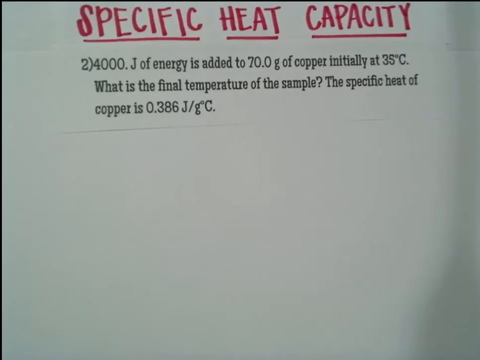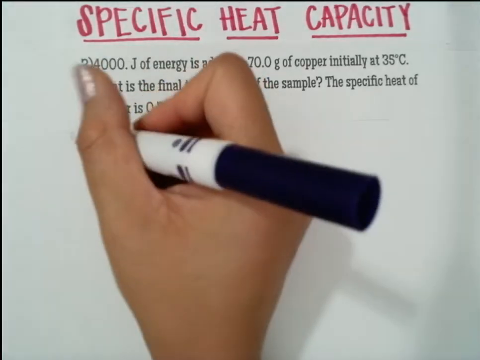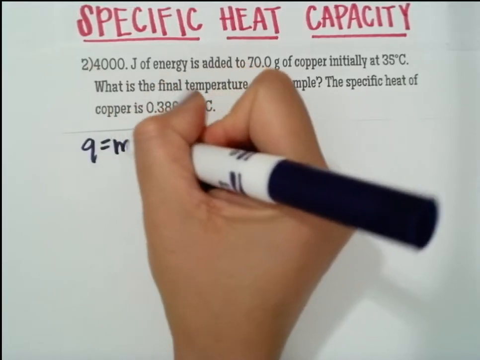Okay, here's my next example. 4,000 joules of energy is added to 70 grams of copper, initially at 35 degrees Celsius. What is the final temperature of this sample? The specific heat of copper is 0.386 joules per gram degrees Celsius. So we're still going to use our Q equals mc delta T formula.